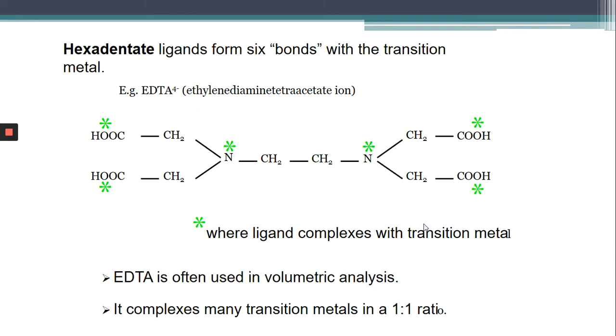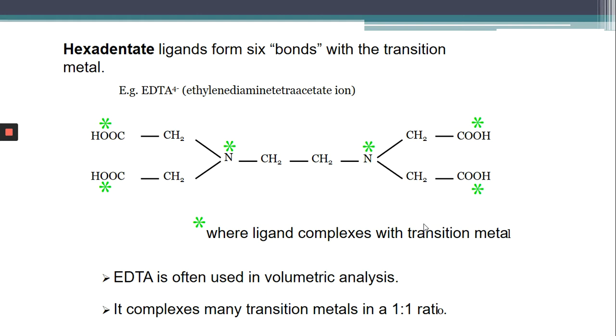EDTA. EDTA is a chemical that you're going to come across quite a bit in advanced chemistry. It's actually used in titrations. It's used in analysis and trying to find out how much metal is in water or something like that in the substance.